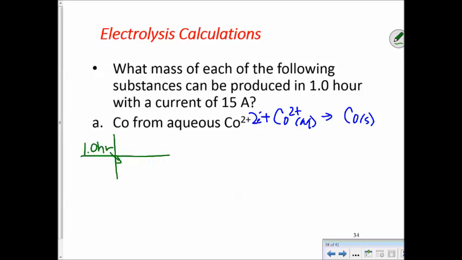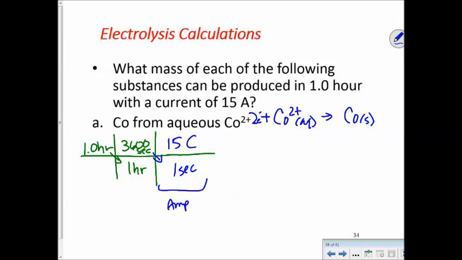And we're going to do our 1 hour equals 3,600 seconds. Then we would do what? Our amp conversion here. So we have 1 second equals 15 what? Coulombs, right? Because it's 15 amps, so it's coulombs per second, so 15 coulombs per second, right? So this is that amp conversion part right here. That's where we're using it.